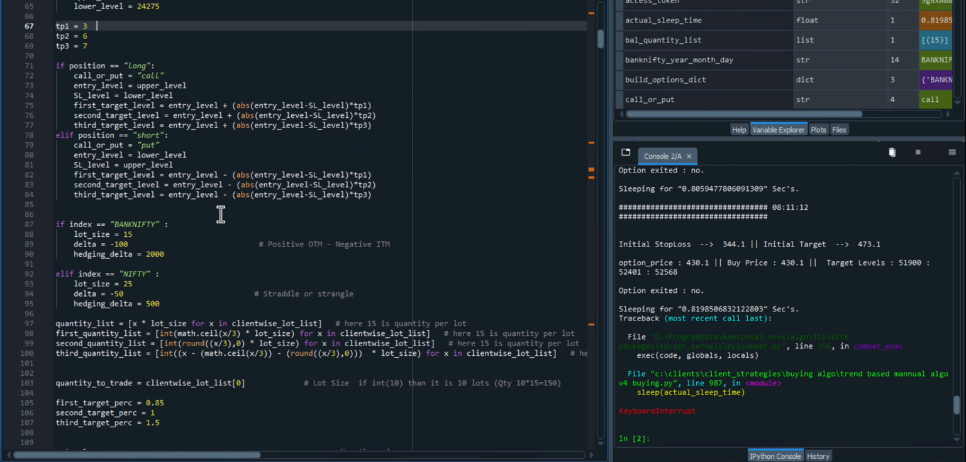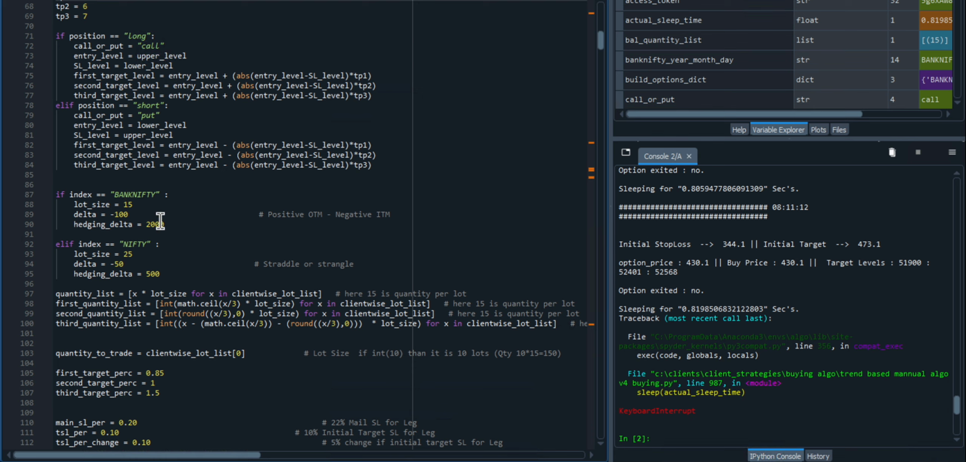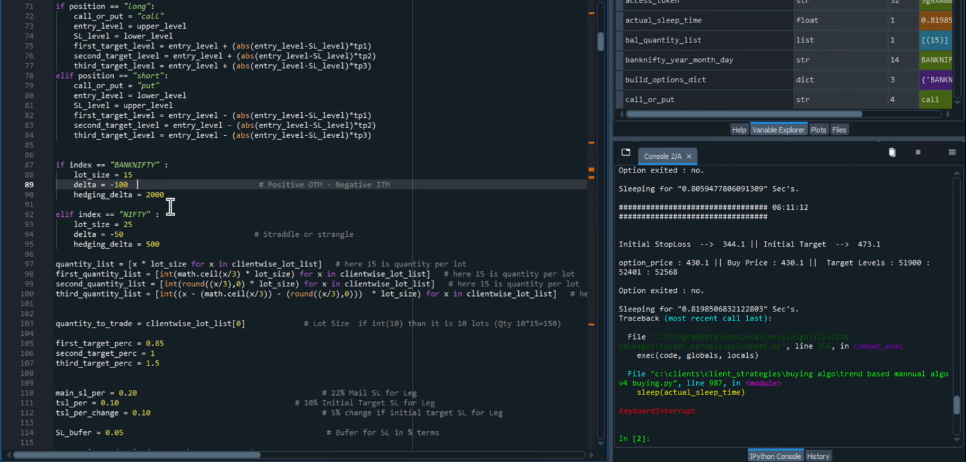Okay, now we have defined the lot size 15, and the delta is nothing but negative will be in the money, positive will be out of the money, and 0 will be ATM. So as per the risk appetite, you can change this. For buying, people prefer in the money, so I have taken in the money. Hedging is not applicable for buying, but when you do selling, it will have an effect. But for this strategy, as it is buying, it will not have any impact.